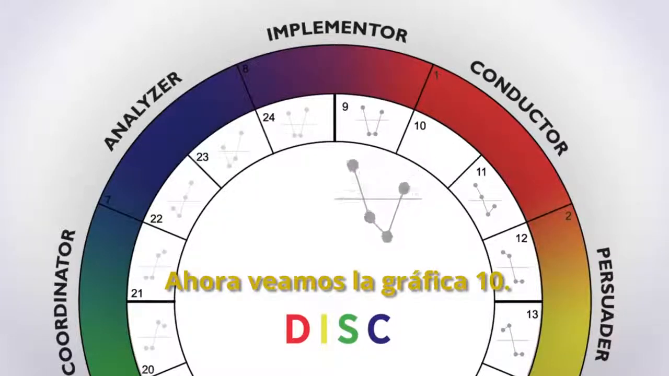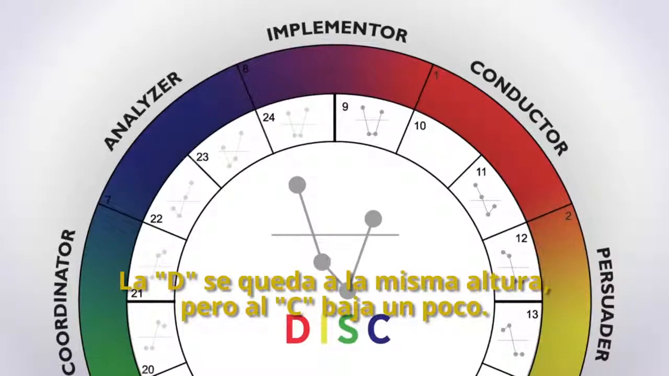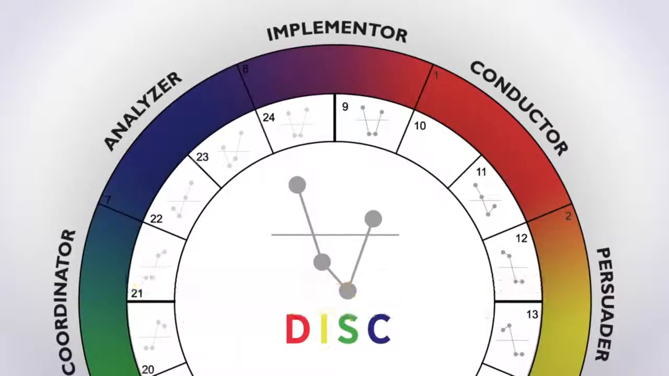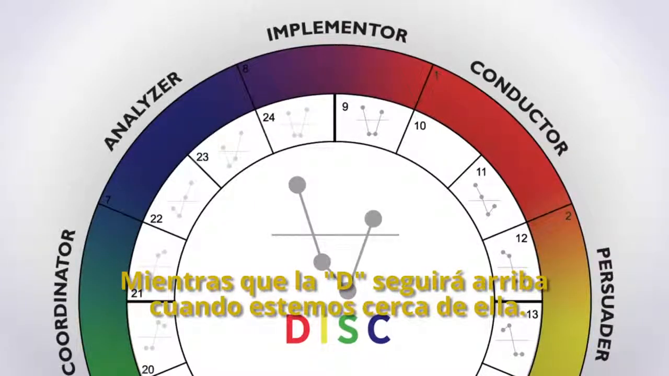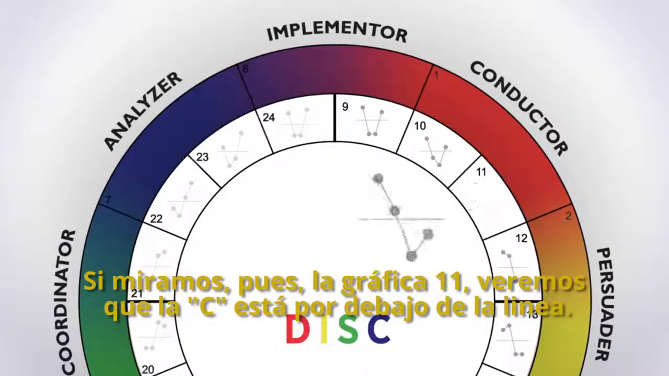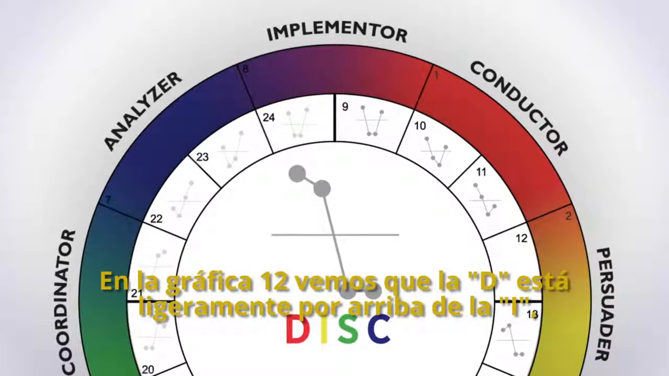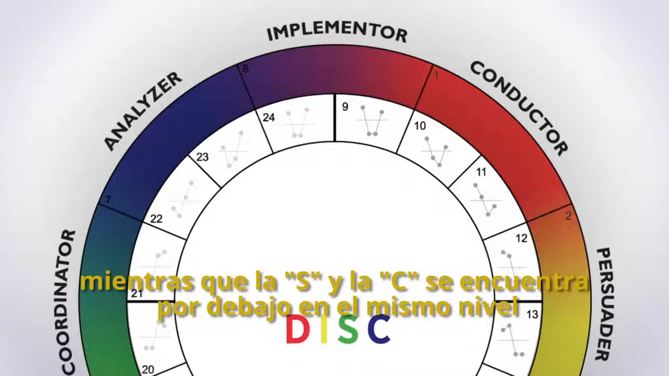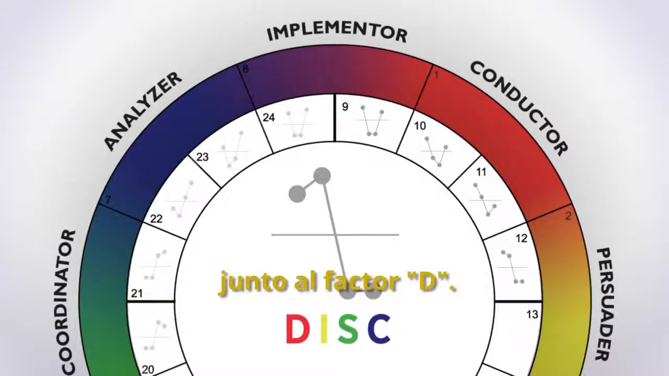But now let's go look at 10, and we'll start to see a little concept here. The D is staying about the same, and the C is lowering. As we move away from the C, it is going down and the D is staying about the same. Then as we look at 11, the C drops below the midline, and now we're starting to increase the I while still maintaining the low S. And then on 12, you'll see that the D is slightly above the I. The S and C are about equal. And then when we get to 13, all of a sudden the I is highest with the D.